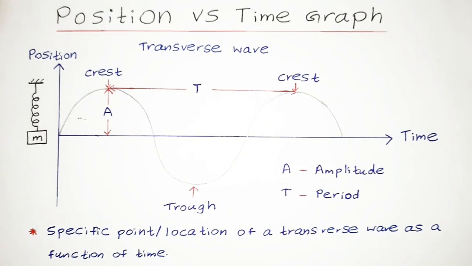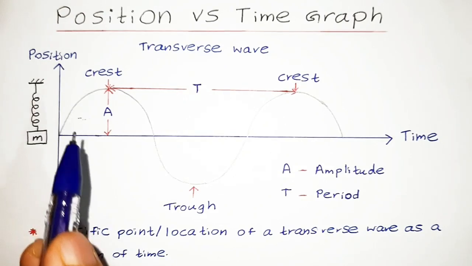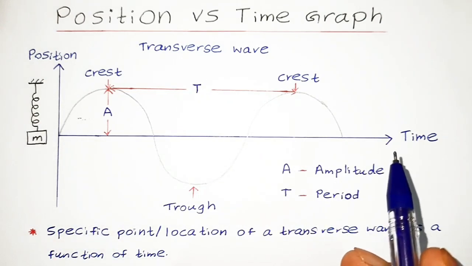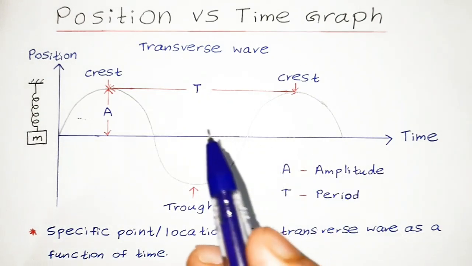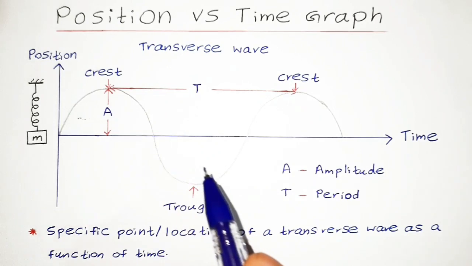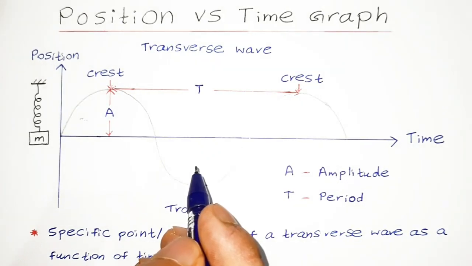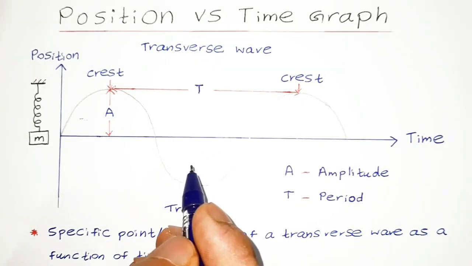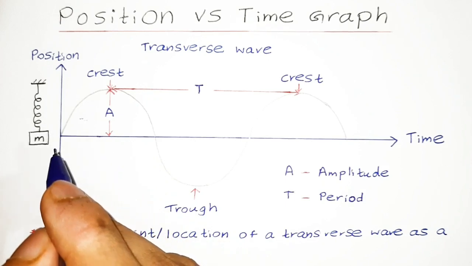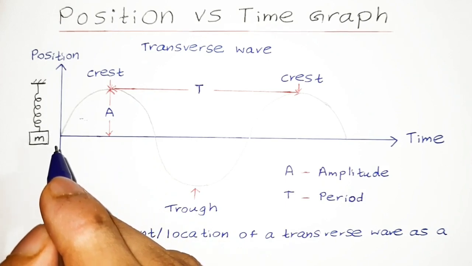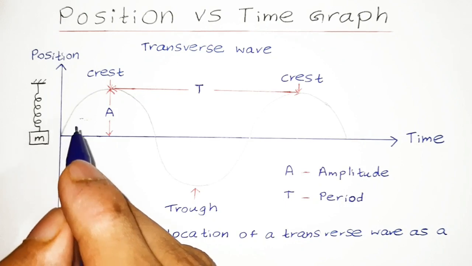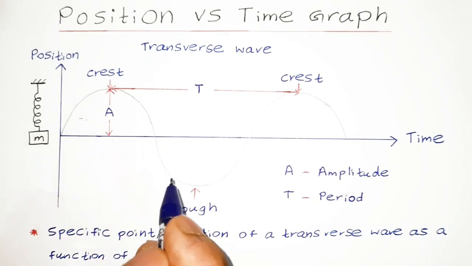The position is on the y-axis whereas the time is on the x-axis. As you can see, this is a transverse wave. The transverse mechanical wave is formed by the oscillation of the spring mass system here. When the spring mass oscillates in simple harmonic motion up and down, this particular sine curve is formed.